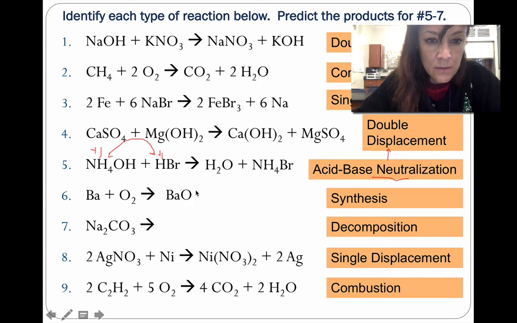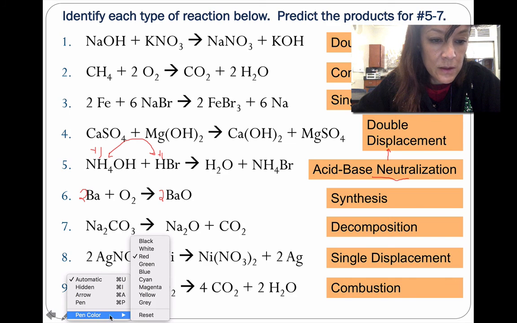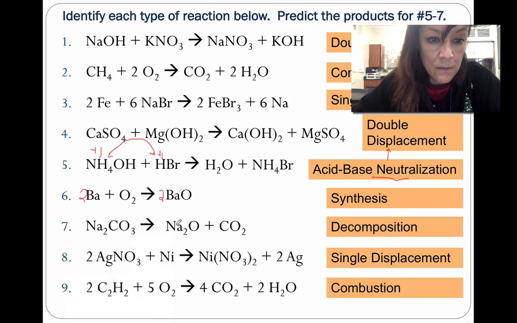Barium oxide, just make sure you also balance this equation. So let's balance this equation while we can right now. All right, let's go to 7. We've got this sodium carbonate, probably going to break down. Let's balance that guy out too into sodium oxide plus carbon dioxide. Oh wait, it's already balanced out. Nice.